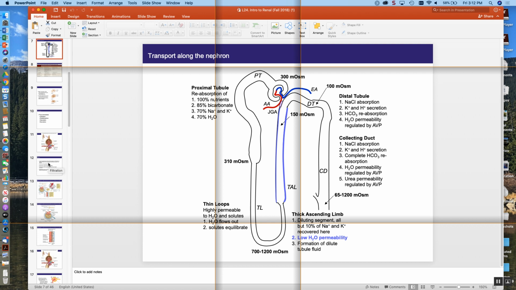Okay? All right. If you don't remember anything but this, in the proximal tubule, it will help you. The proximal tubule is all about reabsorption. Okay? So one word really encompasses the proximal tubule. It is reabsorption.